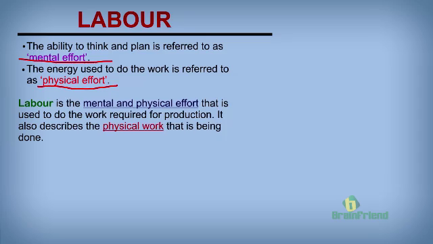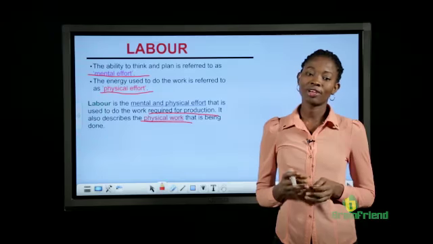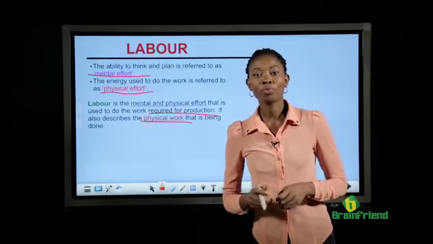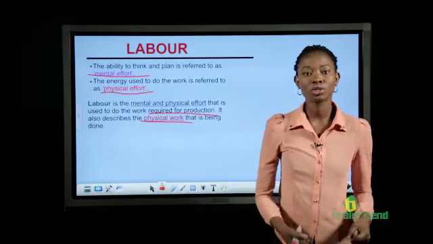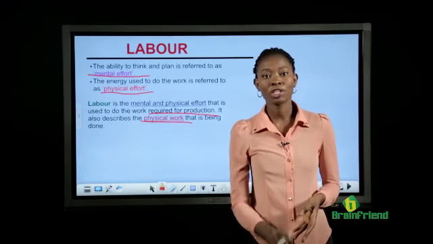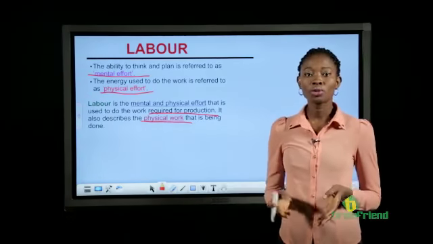Labor is a combination of the mental and physical efforts required for production. Labor can also be described as the physical work that is being done in the farm. For example, we describe labor as work. So when people bend to till the soil, to make ridges, and to plant crops in the soil, we call all of those labor.